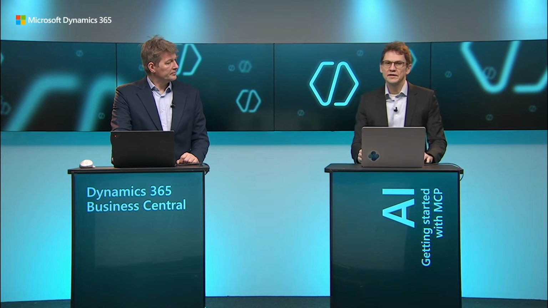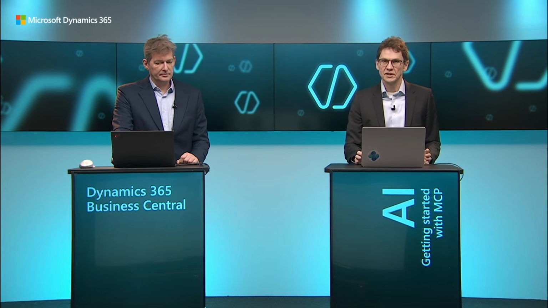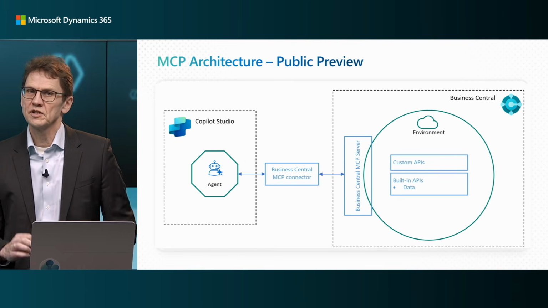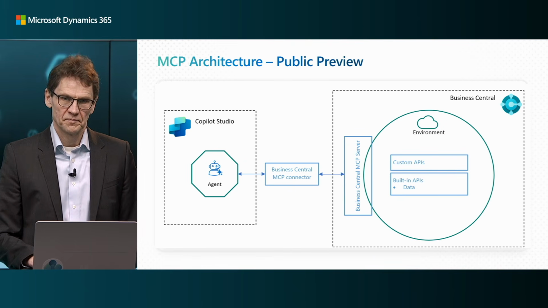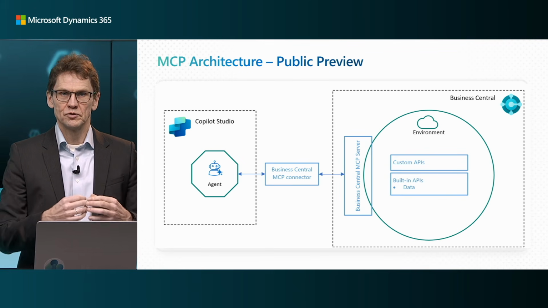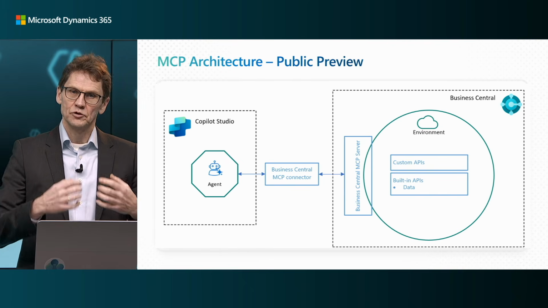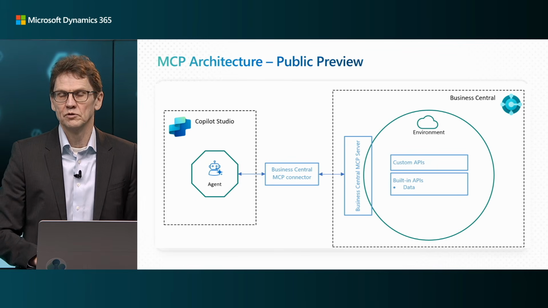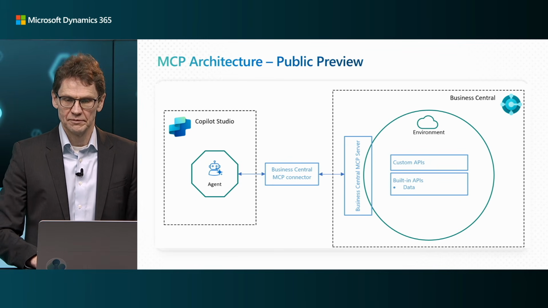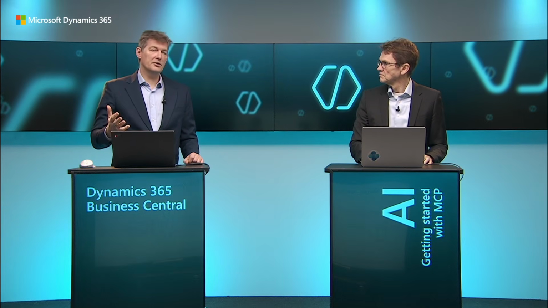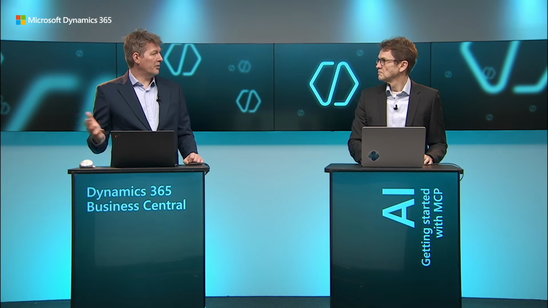All right, so let's talk a little about what MCP actually does. You create an agent which talks to Business Central through an MCP connector, which then talks to the MCP server. Currently the MCP server exposes all the built-in APIs for data. You can also add your custom APIs, so your functionality is also available with the preview version of the MCP server. Right now, when we talk about APIs, we mean API pages. We might open up for API queries in the future, so stay tuned for that.